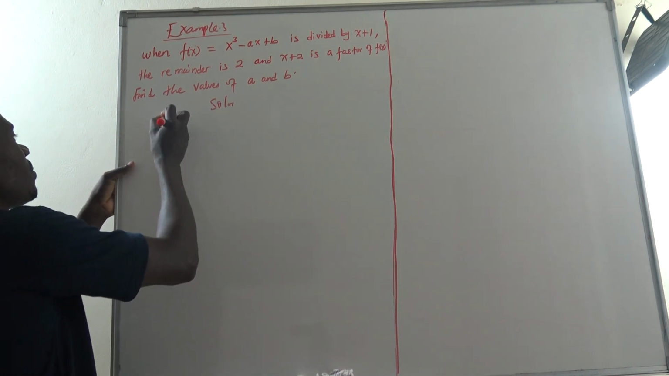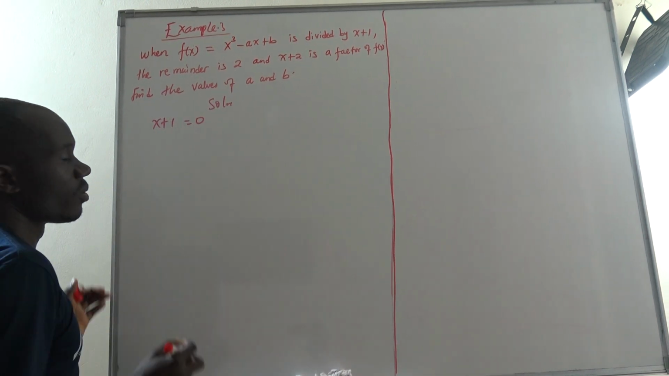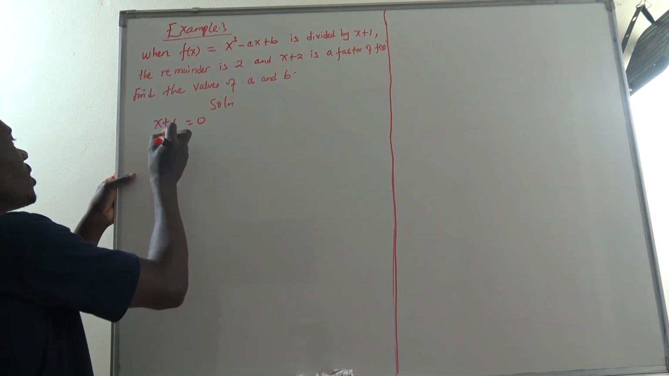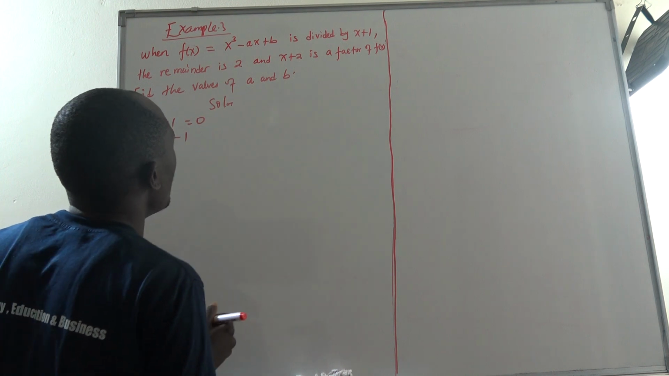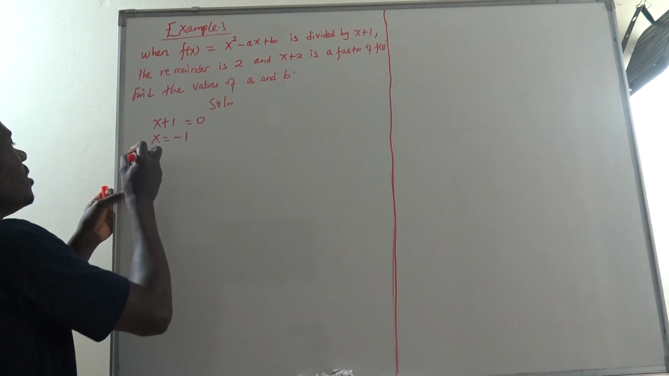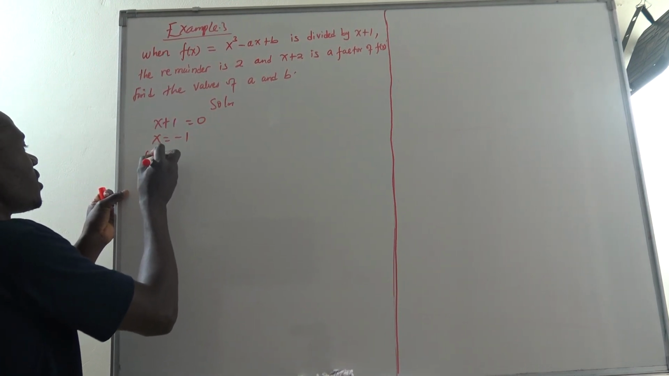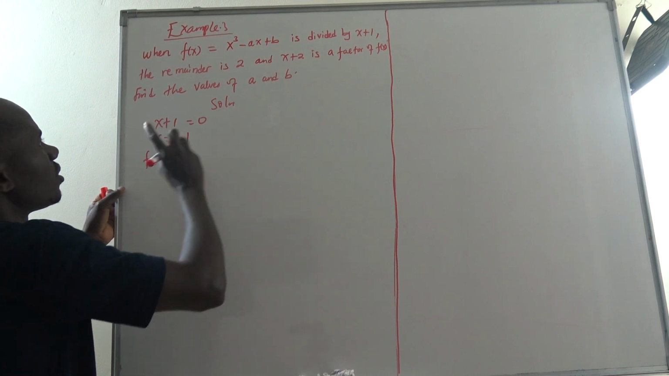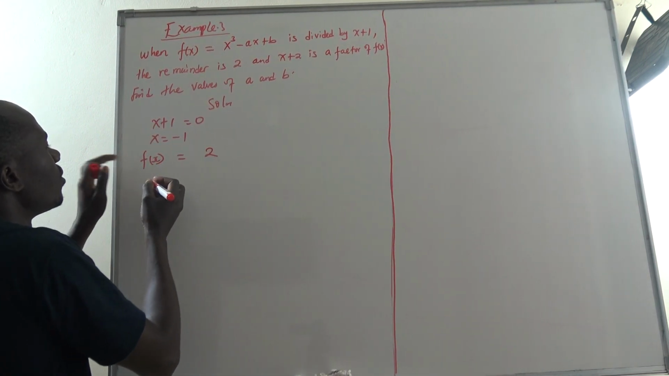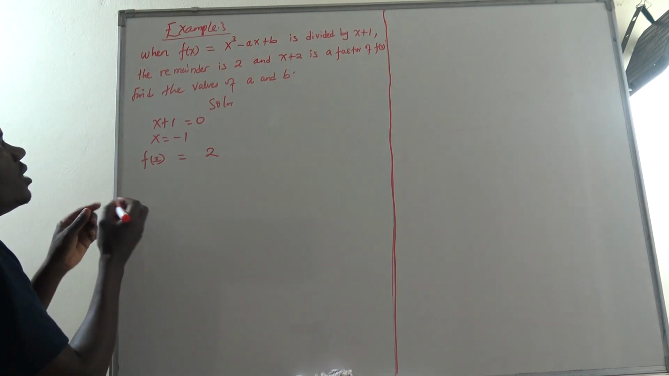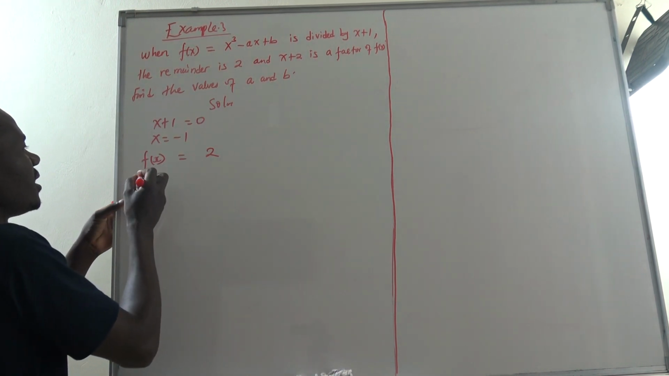That means x plus 1 equals 0, because we said you equate that one. It means x equals negative 1. And you are coming out with a remainder of 2. What does it mean? f of x equals that remainder. Which remainder is that? It is 2. And we know f of x is already x cubed. So we are going to substitute in that.